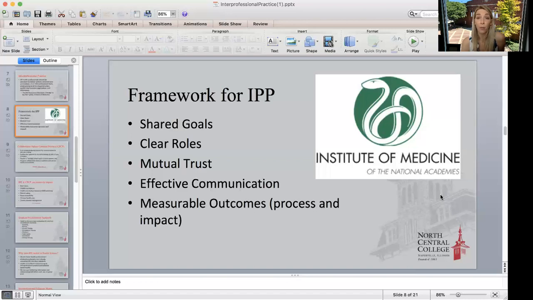So again, that effective communication is another framework. And measurable outcomes. So we want to know, how do we evaluate if what we're doing as a team is even effective? So these are the frameworks for IPP.